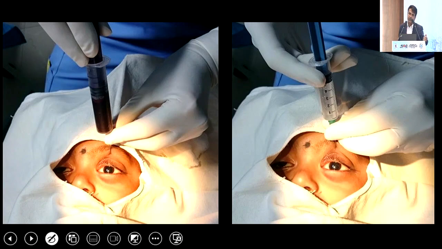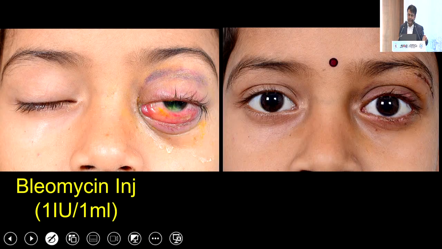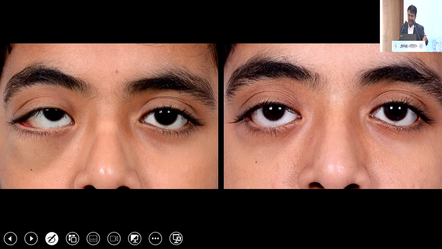aspirate the contents, which is blood here, and inject 1/4. Initially, we started with an equal amount of injection. Now we learned that a much lower dose of 1/4 of the volume of the blood aspirated in a macrocystic lymphangioma can actually take care of the lymphangioma, and it settles down very well. Acute bleed, you would have to evacuate and inject bleomycin.